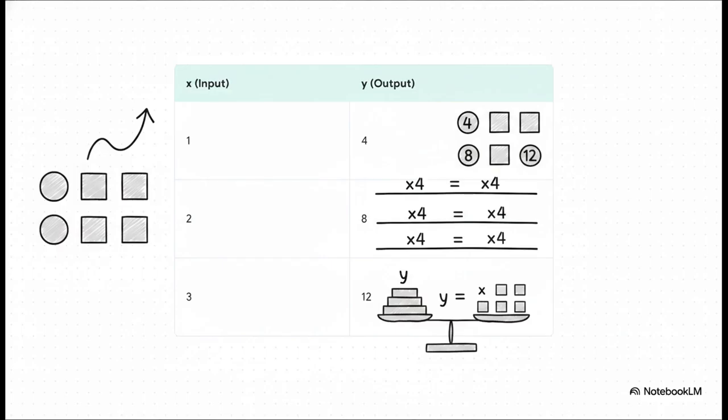Look at those x and y values. Notice anything? Every single time you divide the output y by the input x, you get the exact same number, 4. 4 divided by 1 is 4, 8 divided by 2 is 4, 12 divided by 3 is 4. Because that multiplier stays perfectly constant, we know for sure this is a proportional relationship. Our constant of proportionality is 4, which leaves us with the super clean equation y equals 4x.